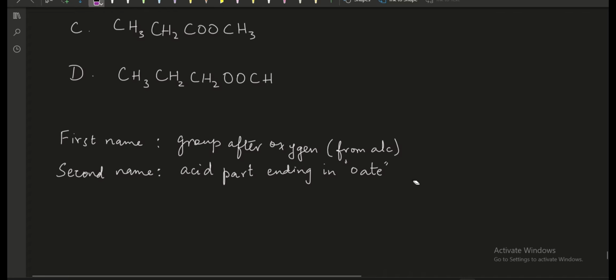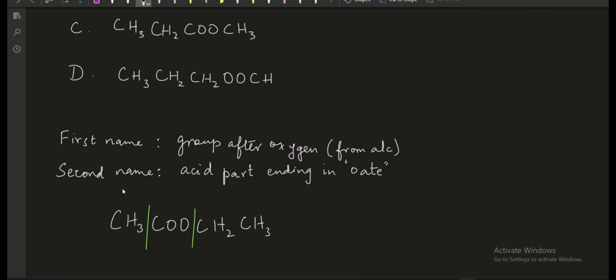Before drawing the structures, we must know that, for example, if I write a simple ester like CH3COOCH2CH3. Now this is an ester and you can just divide it into parts. And when you have to write its name, then you have to write the first name. The first name is of the group that comes after oxygen, and this group comes from alcohol. The second name comes from the acid part and it ends in oate. In the end you have to write oate.